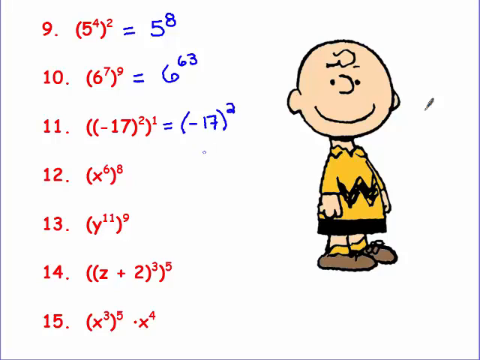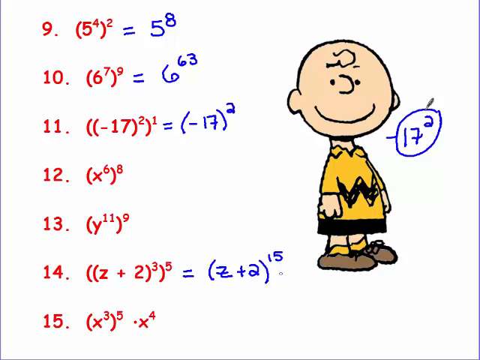Notice I'm keeping my negative 17 in parentheses because when you do this problem it would be negative 17 times negative 17, which gives you a positive answer. If you have negative 17 squared without the parentheses, the only thing being squared is the 17, so it'd be 17 times 17, then you would have a negative answer. Go ahead and do 12 and 13. Number 14, when you have the quantity z plus 2 to the 3rd to the 5th power, you keep it as the quantity z plus 2 to the 15th power.